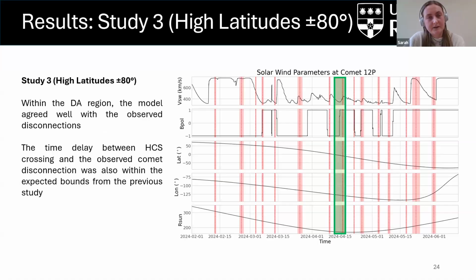First of all, we look at the region where we could apply data assimilation. Again, like the previous 2 studies, within this region, the model agreed very well with what we were seeing in the observation, and there was a current sheet crossing, which was followed by disconnection. We also then applied the time delay velocity profile that we saw from study 2, and this event fell within the range of that. So that was consistent again. So again, the model works very well when you can apply data assimilation.